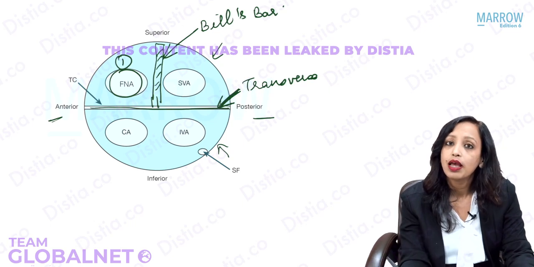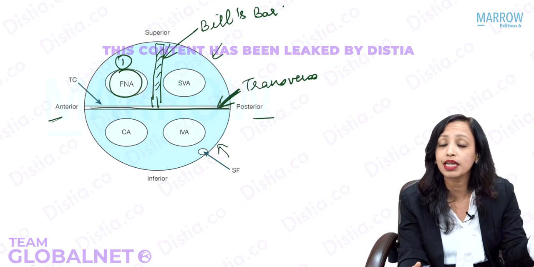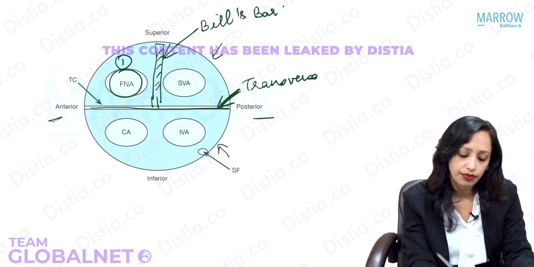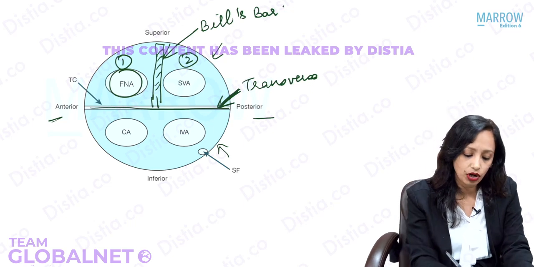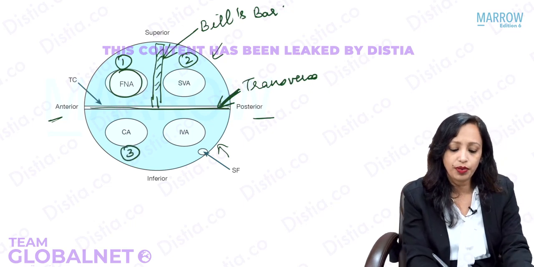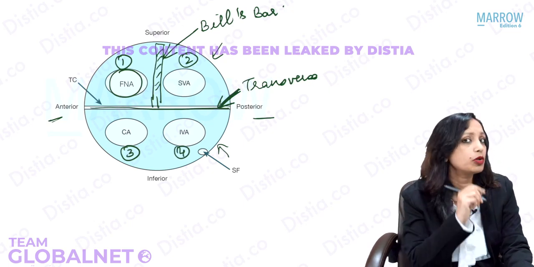Now also through the superior part will pass the nerve which has superior in its name, the superior vestibular nerve. And just below the facial we have the cochlear nerve. And below the superior vestibular, we have the inferior vestibular nerve. Along with the inferior vestibular nerve, we have the branch of inferior vestibular which supplies the posterior semicircular canal.